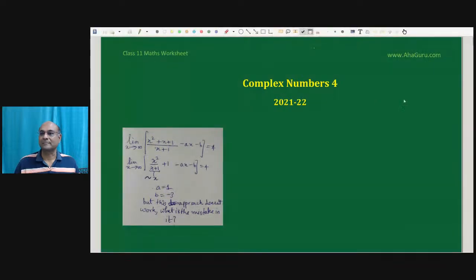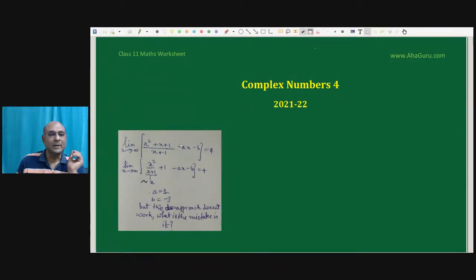Let's see this. So this is Prajwal's question, right? This is the question that he's been asking. He wants to find the limit of x square plus x plus 1 by x plus 1 minus ax minus b. That limit is given, it's 4. And what is done is x square is writing x square.